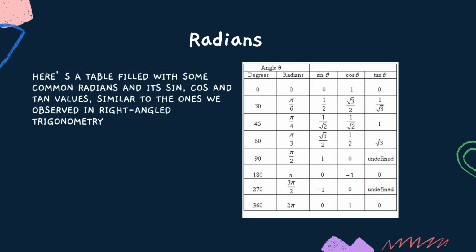Here's a table filled with some common radians and their sine, cosine, and tan values, similar to the ones we observed in right-angled trigonometry. Take a look.